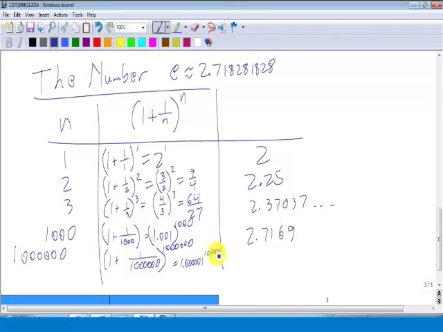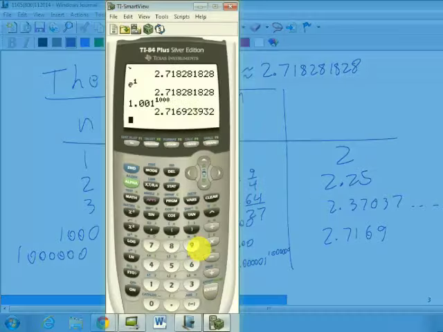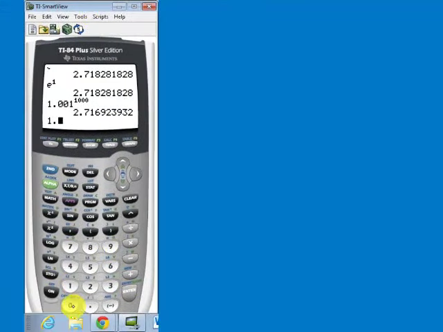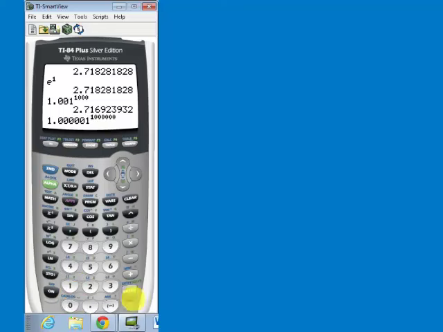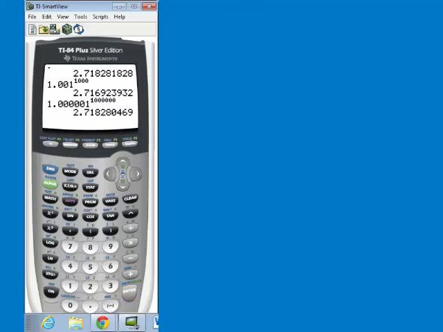So I need five zeros in between the ones there. So 1.000001, to the power of 1,000,000. A little bit closer, we get more decimal places of agreement with the number e, 2.71828. So about 6 significant digits where it agrees, and it would actually round, I guess, to 0 there. So we only get the 6 significant figures of agreement.